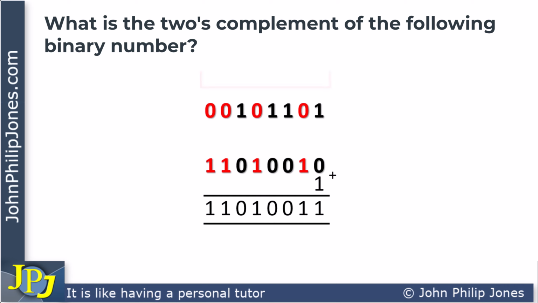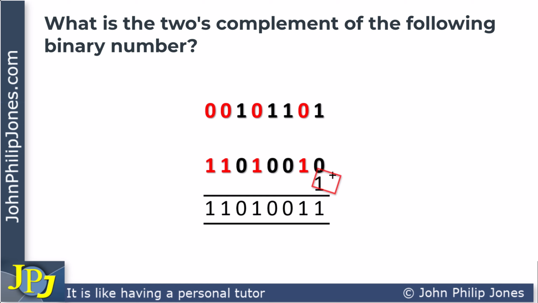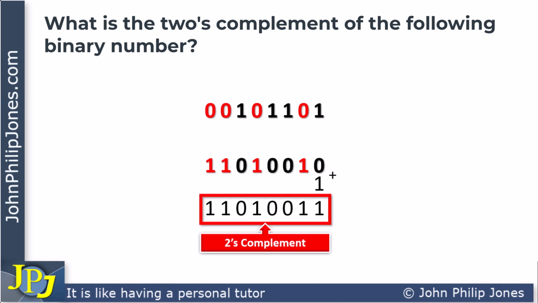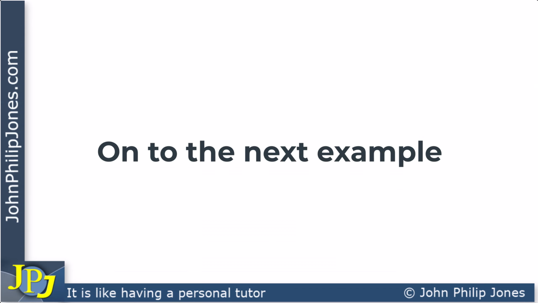So we can see that this was the original number. This is the 1's complement. We added 1, and then we found we had the 2's complement of this original number. On to the next example.